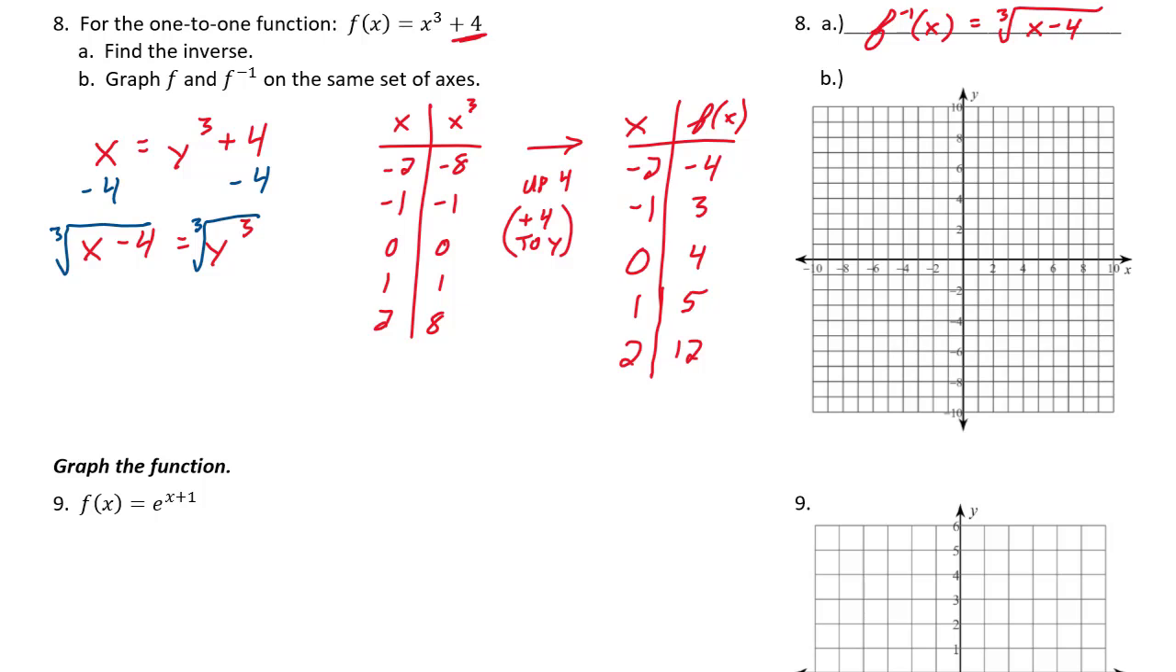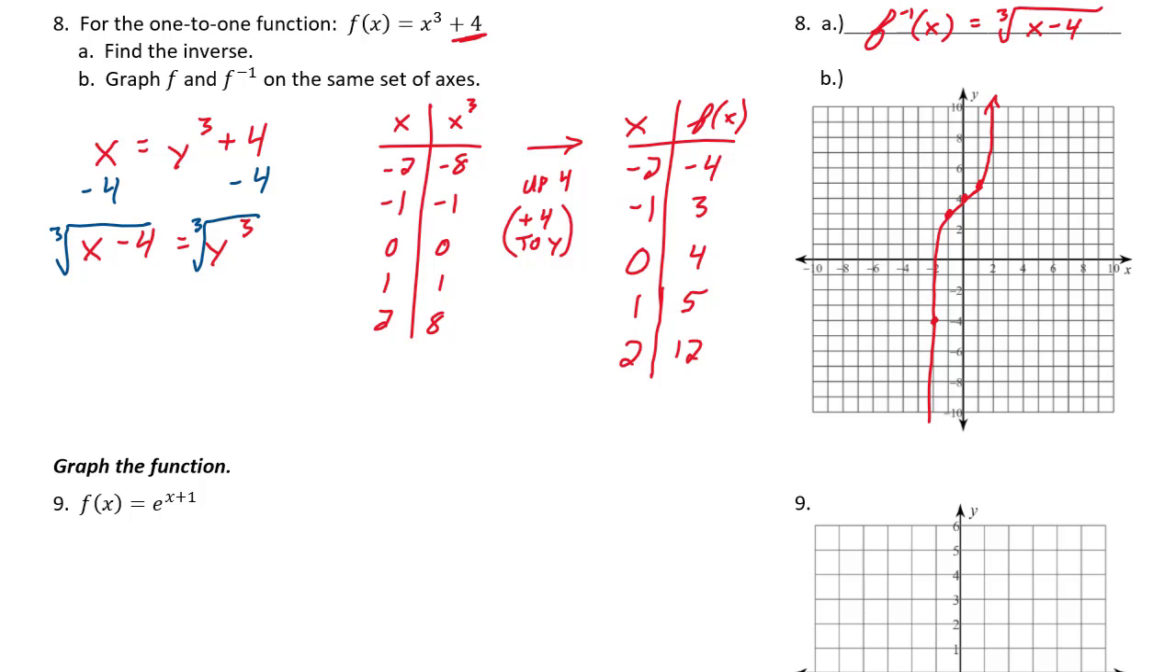So I've got (-2, -4), (-1, 3)... actually (0, 4), (1, 5), and then (2, 12) was a little too big for the grid, so it would look like a function that kind of snakes through these three points and then gets a little steeper again as I go. The inverse, I would just take each of those ordered pairs and swap the x's and y's.